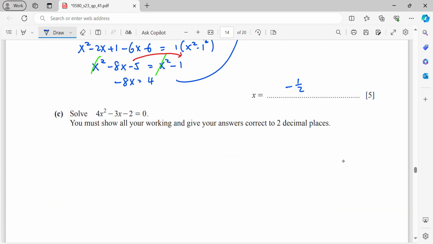Now C, solve quadratic equation. You must show all your working and give your answers correct to 2 decimal places.